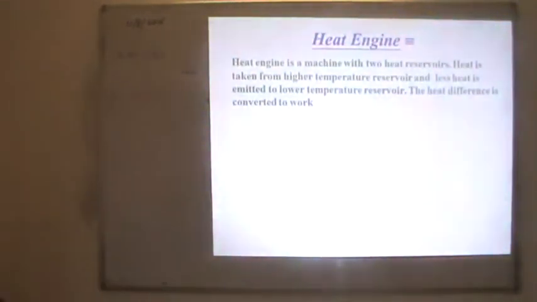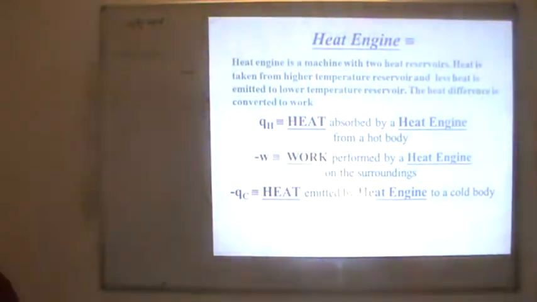So what is a heat engine? A heat engine is a machine with two heat reservoirs. Heat is taken from the higher temperature reservoir and less heat is emitted to the lower temperature reservoir. QH is the heat absorbed by the heat engine from the hot body and W is the work performed by the heat engine on the surroundings. And QC is the heat emitted by the heat engine to the cold body.